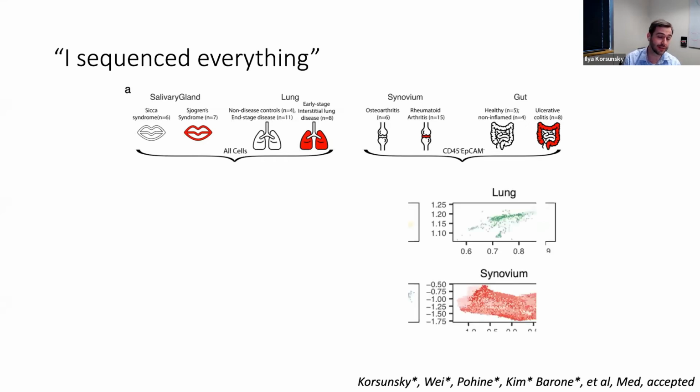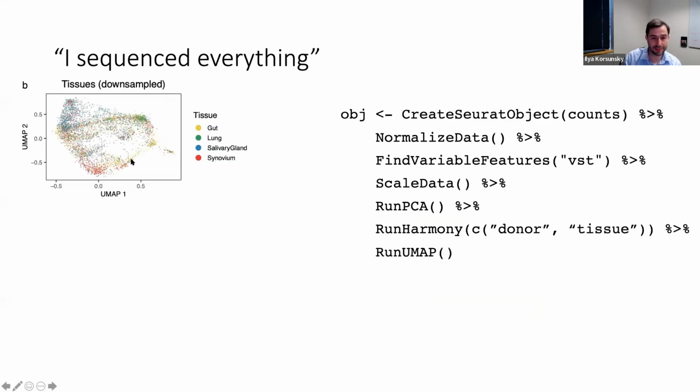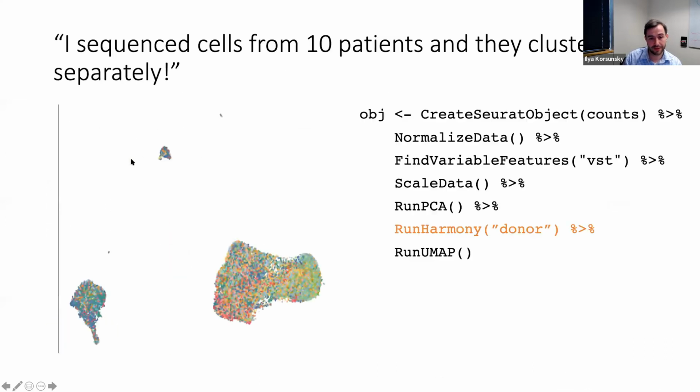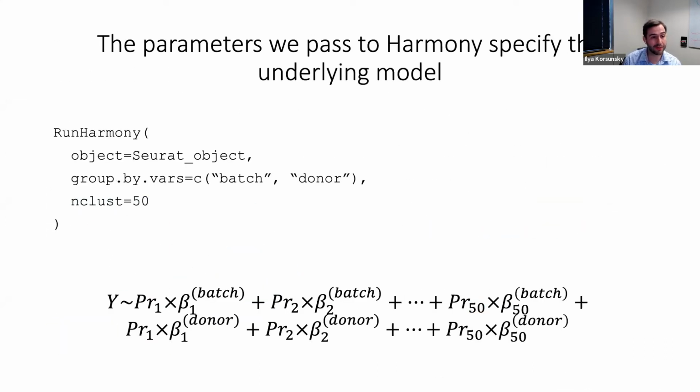So in this case, the way that Harmony handles this is with this kind of regression model where we simultaneously model the effect of both. And then in this case, we chose to take out the effect of both, to remove the effect of both. But you could actually choose to keep one and remove the other if that's relevant for your downstream questions.